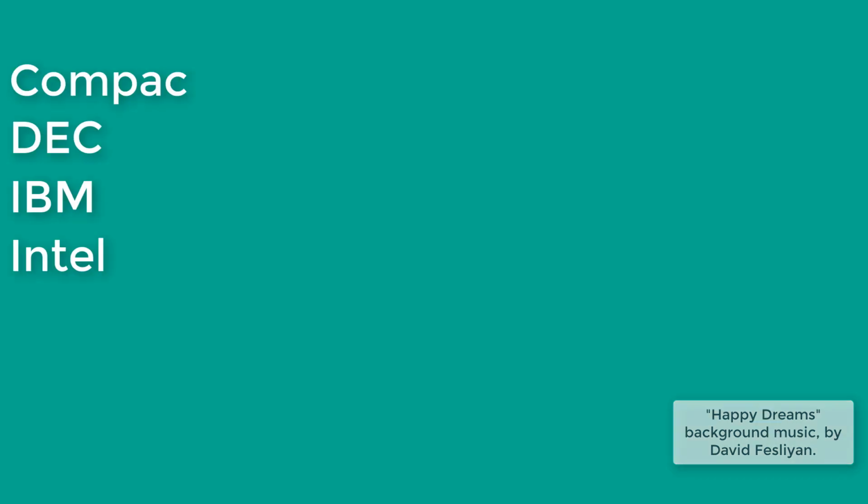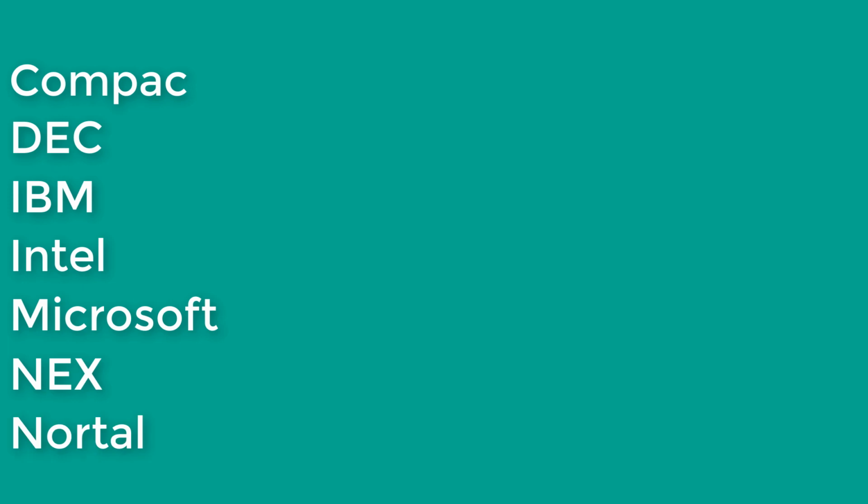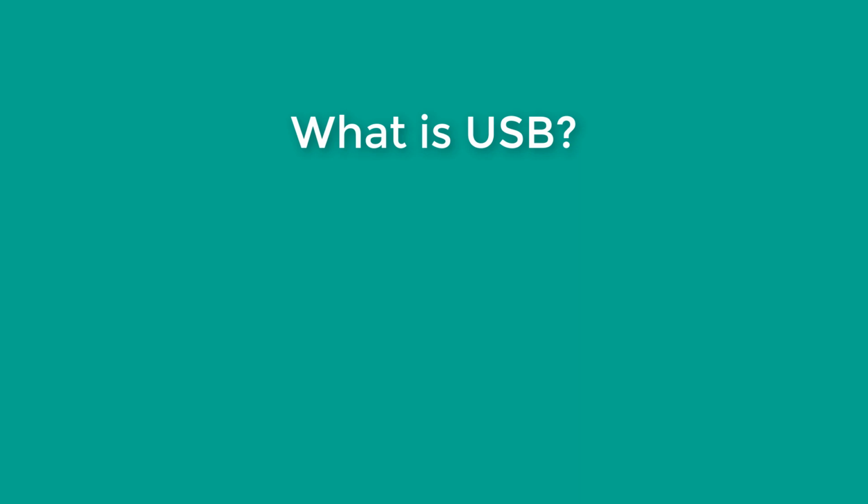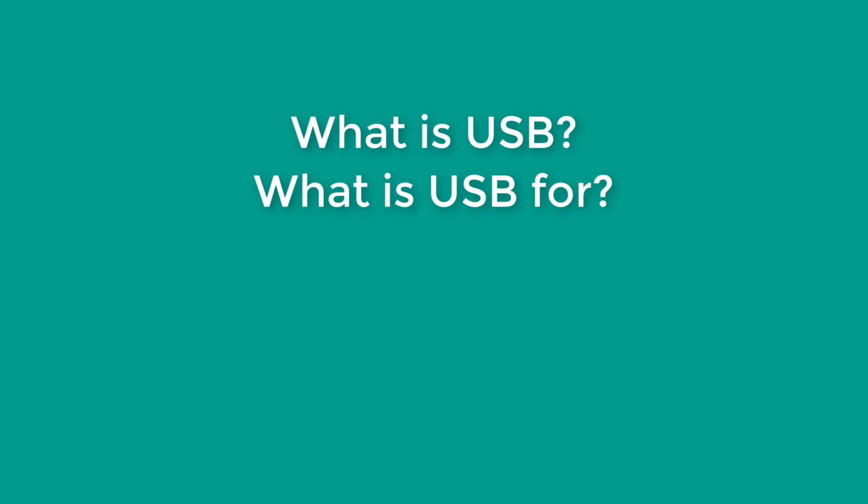Beginning in 1994, Compaq, DEC, IBM, Intel, Microsoft, NeXT, and Nortel came together to release USB 1.0 in 1996. What is USB and what is it for? Well, that is why we're here.